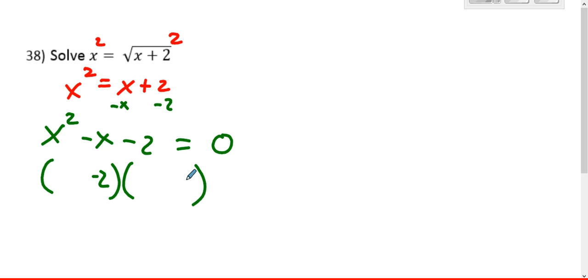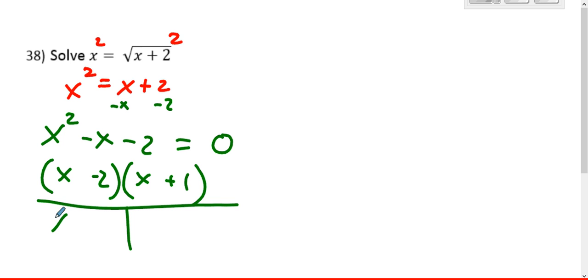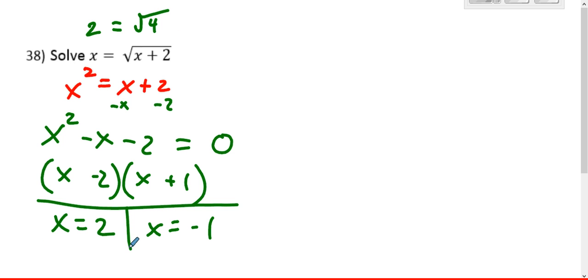Multiply to be negative 2. Add to be negative 1. That's minus 2 plus 1. Solve those. So you get x equals 2 and x equals negative 1. And then plug them back in to check to make sure if they are extraneous. So plug in the 2. 2 equals the square root of 4. That's true.